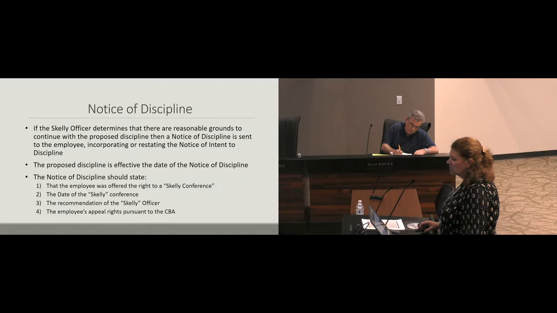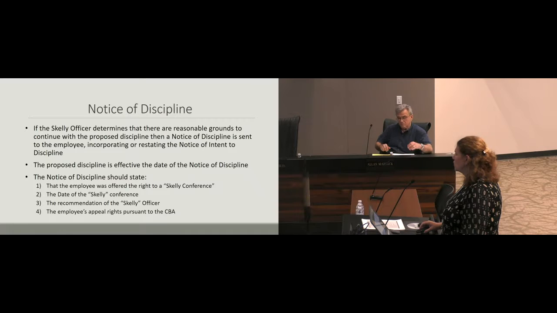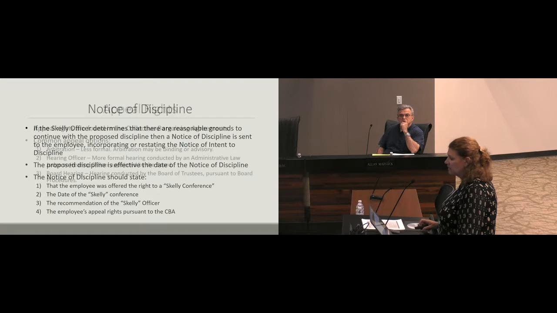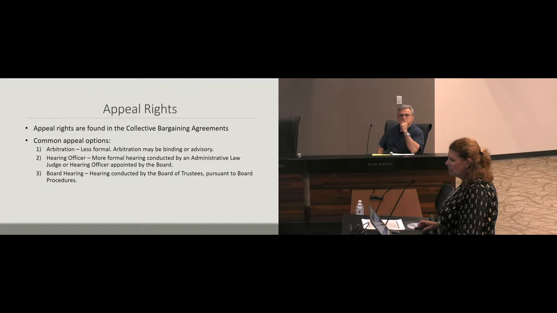So again, the Skelly officer determines if there's reasonable grounds, and then the Skelly officer will make that report back to HR, let us know of their findings, and then we assist in preparing the final notice of discipline. So they had the proposed, they had the Skelly, and now we have the notice of discipline that says that they were offered the Skelly conference, the date it took place, and then the recommendation of the Skelly officer. Then we include the appeal rights that are outlined in the collective bargaining agreements. And those include common forms or arbitration, a hearing officer, or a board hearing if they request.